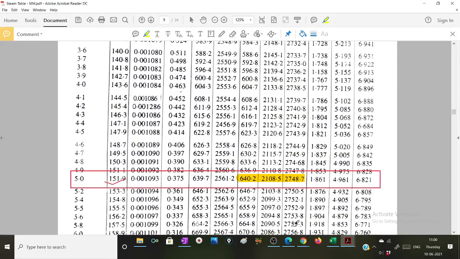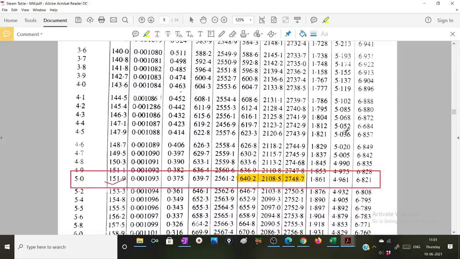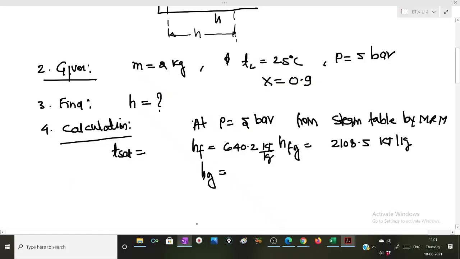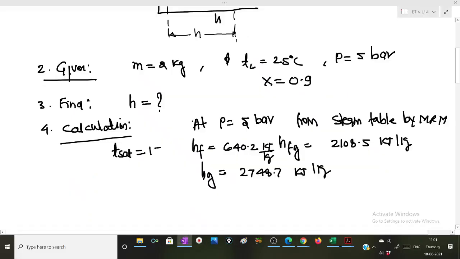2108.5 is hfg and 2748.7 will be hg, and saturation temperature is 151.9.